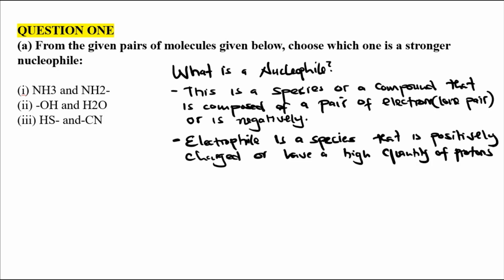So number 1 here, you've got ammonia, and this amine group here. So when you compare these two, you know that this one here is a neutral compound, whilst the amine group here has got a negative charge. So just comparing the two, you know that this amine group, because of the negative charge, is a stronger nucleophile. So this one is a stronger nucleophile.